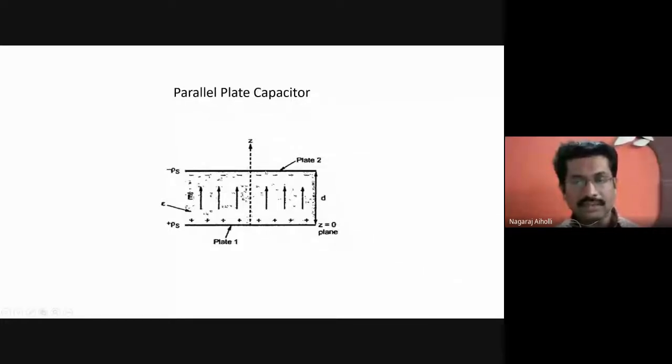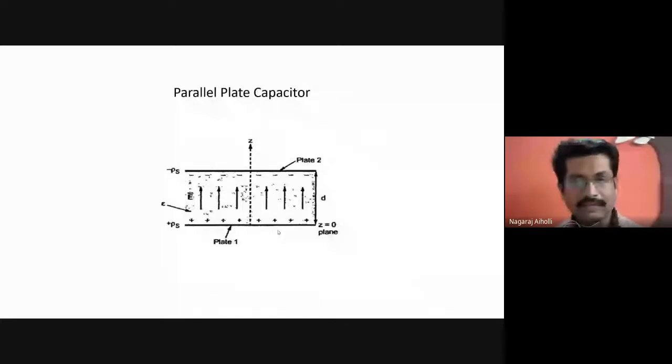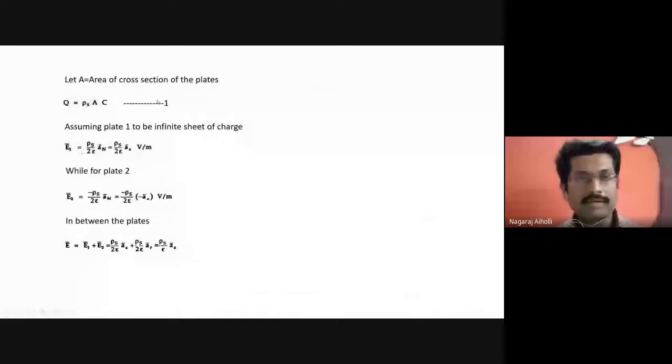So this is placed parallel to the XY plane. Plate 1 is there on the floor, on the XY plane, that is the z equal to 0 plane, and plate 2 is parallel to the XY plane, parallel to the first plate, plate 1. Then the permittivity between the two plates is epsilon. Let A be the area of cross section of the plates.